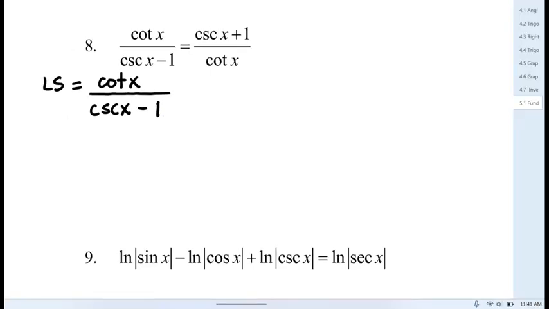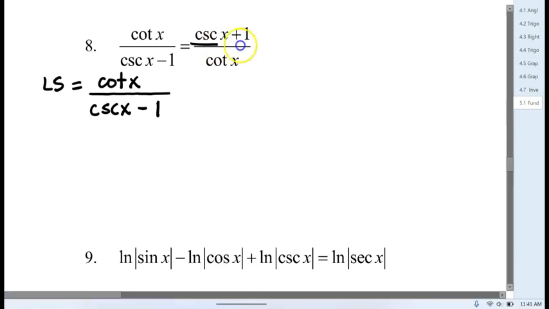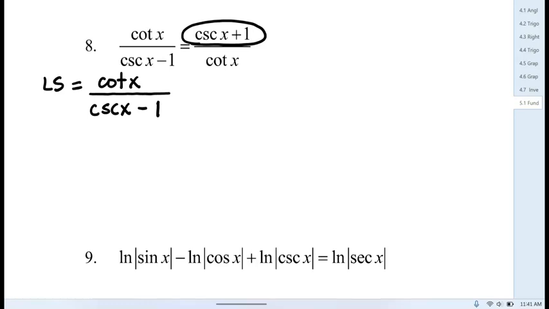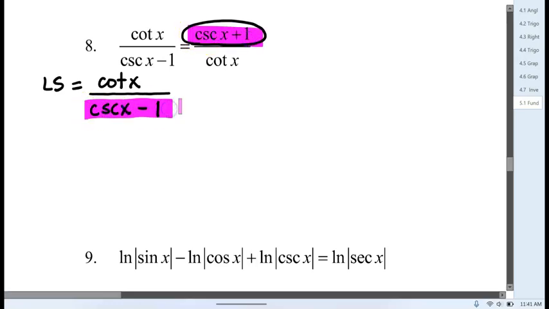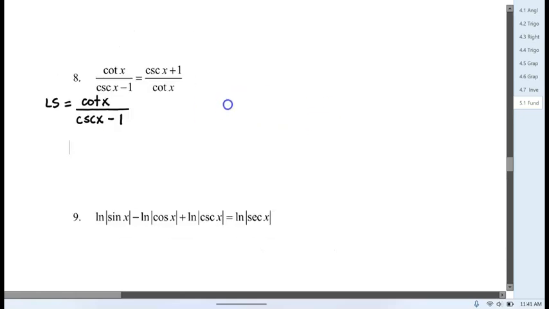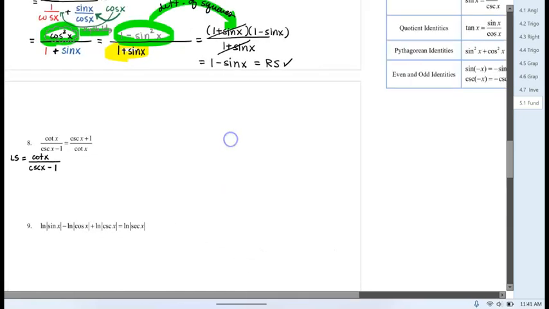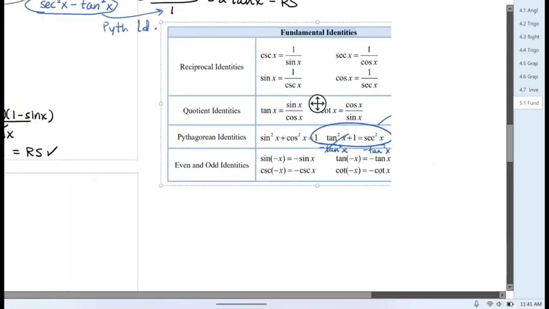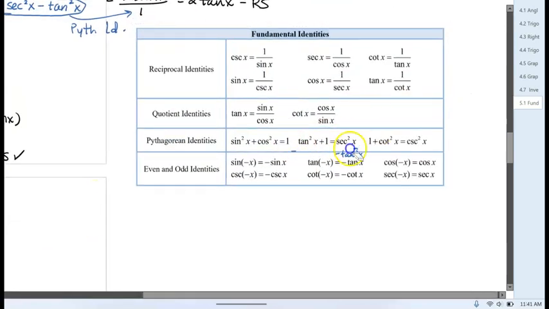When I look at the right-hand side of what I'm trying to get to, I notice that there's a cosecant x plus 1 that shows up, and that kind of sets me off because these two together make up the factors for a difference of squares. And then I also notice that I have a cotangent showing up in this expression, and what's interesting about that is that cosecant and cotangent are the pair of functions that show up together in a Pythagorean identity.